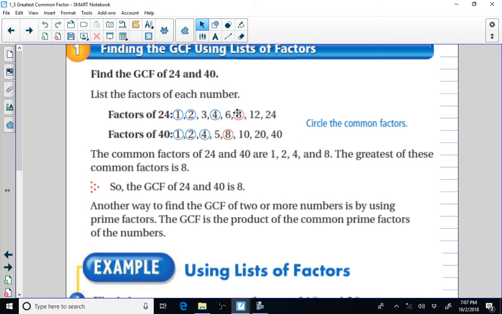Your common factors are 1, 2, 4, and 8. Right? Because 1, 2, 4, and 8 appear in both sets of numbers. The greatest of those common factors would be 8.